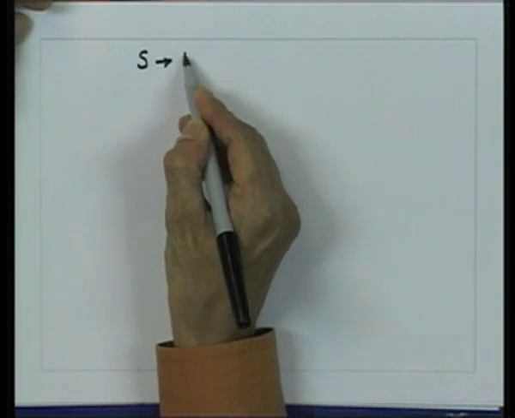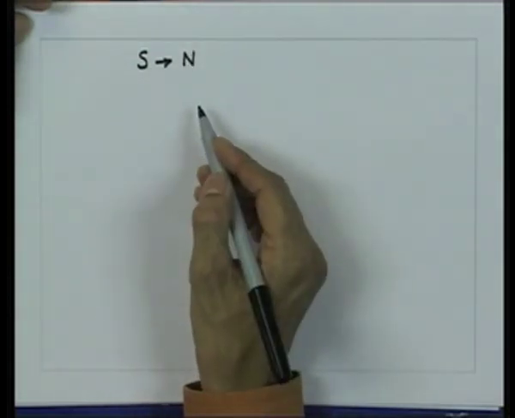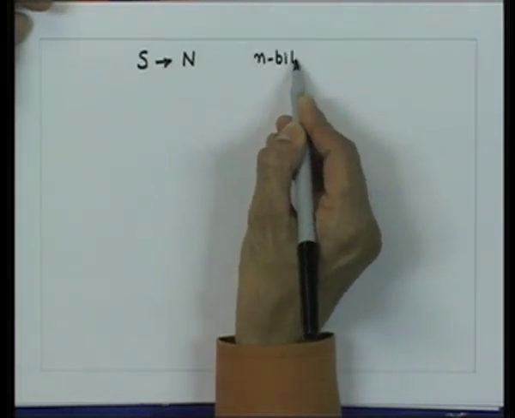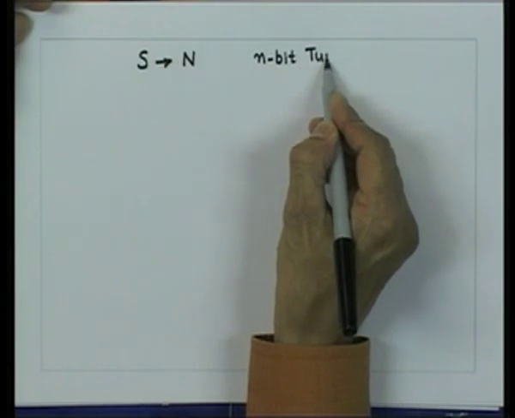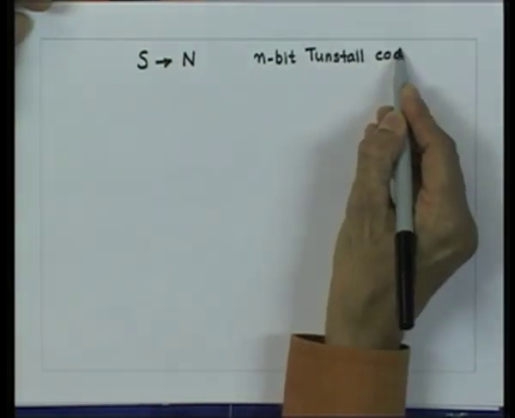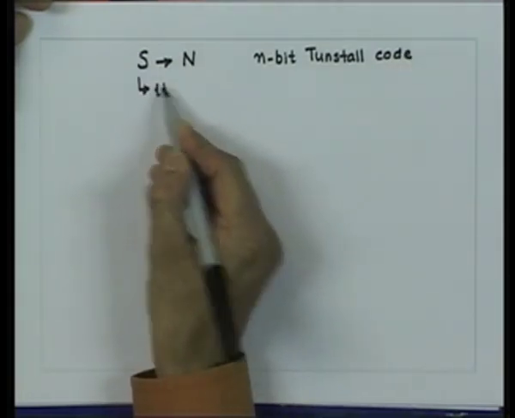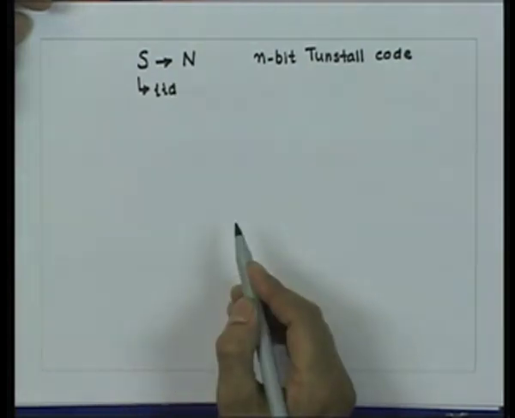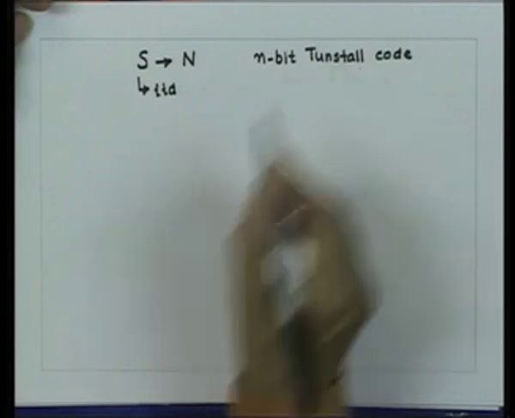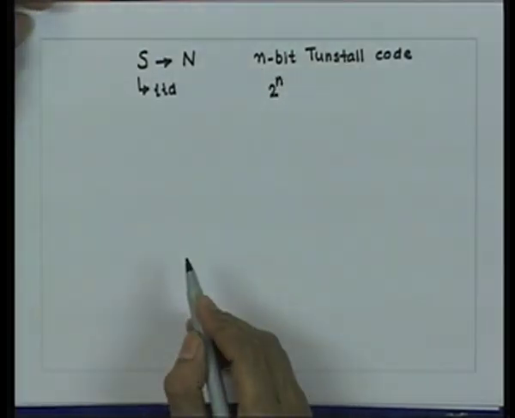So, the alphabet size, that is the source alphabet, is N, and we require to generate n-bit Tunstall code for this source, and this source generates identically independent distributed letters. So, the number of code words which we can have would be equal to 2 raised to n.